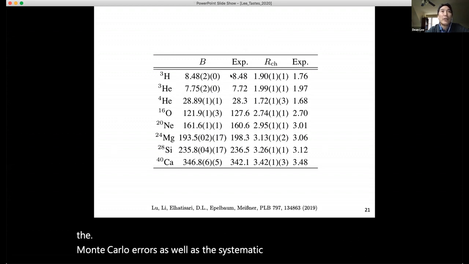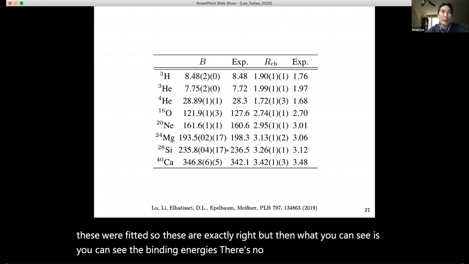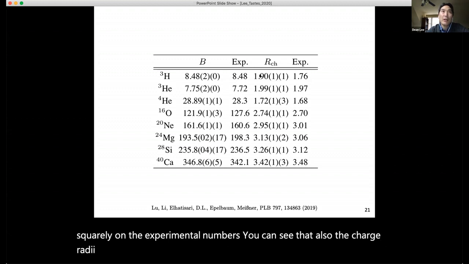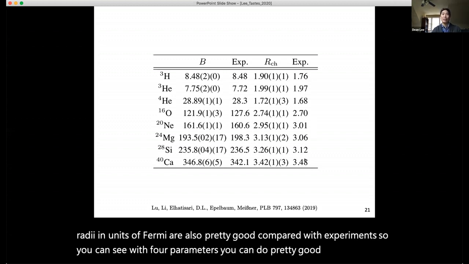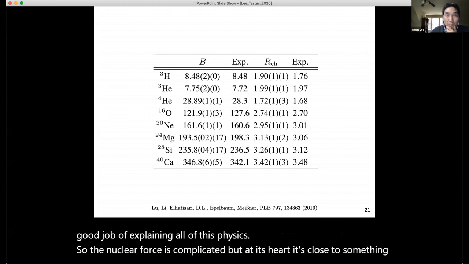Okay, so you can see these were fitted, so these are exactly right. But then you can see the binding energies. There's no systematic real. They're pretty squarely on the experimental numbers. You can see that also the charge radii in the units of Fermi are also pretty good compared with the experiments. So you can see with 4 parameters, you can do a pretty good job of explaining all of this physics. So the nuclear force is complicated, but at its heart, it's close to something that is not so complicated in the end.